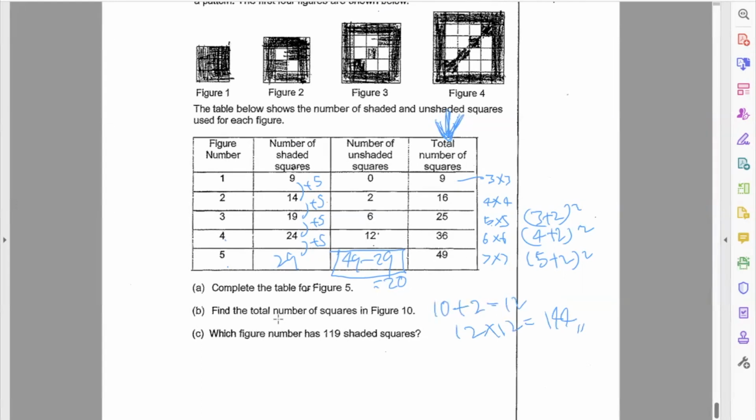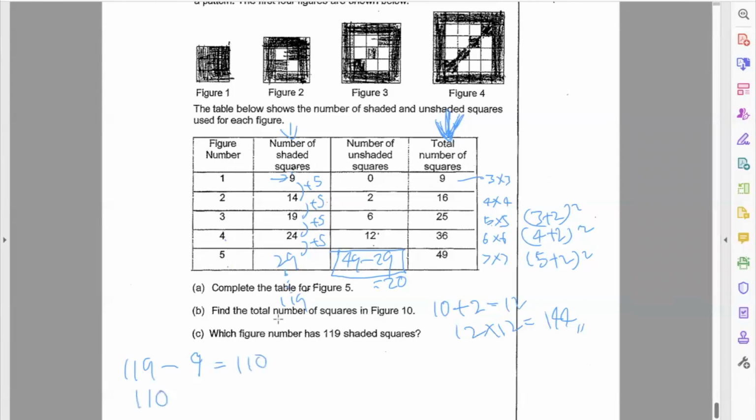Now let's look at part C. What figure number has 119 shaded squares? So we are looking at this column, shaded squares. This will keep going until it is 119. So how did it become 119? It actually started off from 9, and we keep adding 5 until it becomes 119. So let's calculate how many 5s have been added. From 9, it became 119. It added a total of 110.